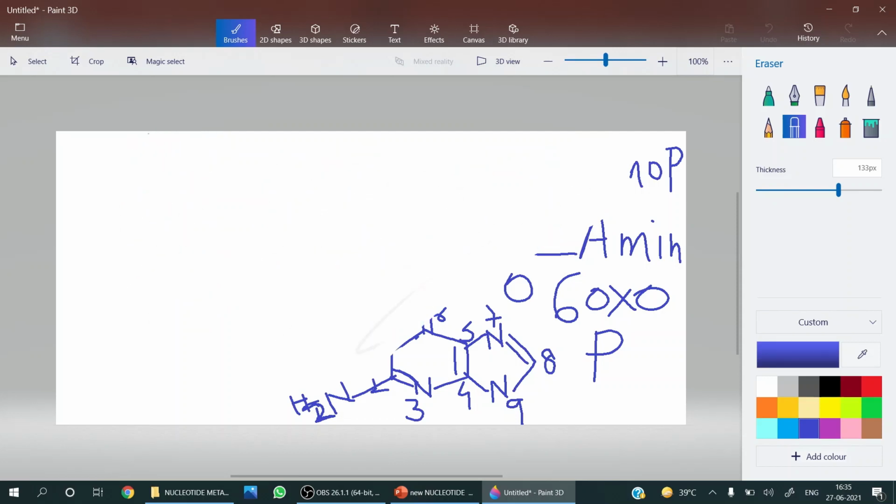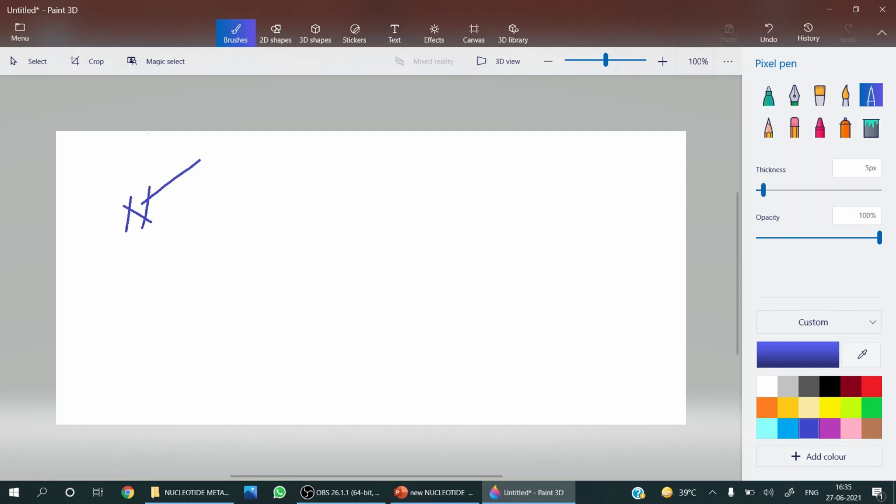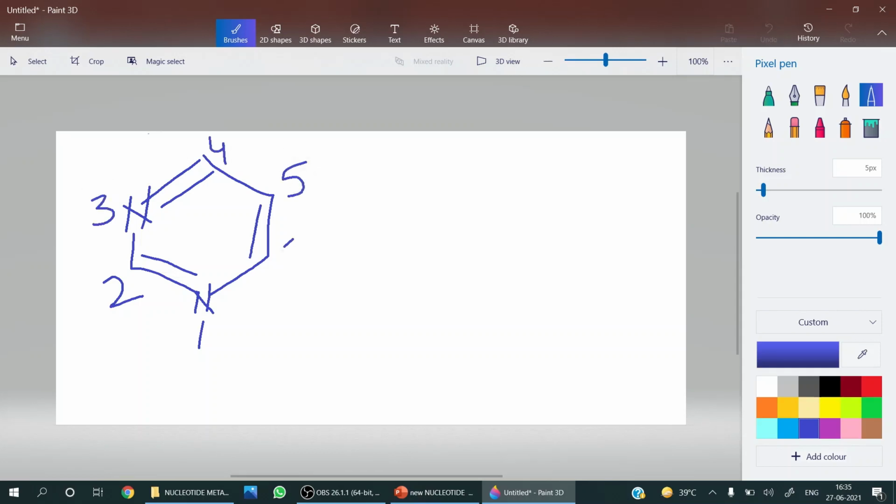Pyrimidine is the same as the purine first ring. There are two rings in purine, but only one ring is there in the pyrimidine base. The rest remains the same, but the numbering is different. Always remember, there is counterclockwise numbering in the case of purine, but in the pyrimidine base clockwise numbering is there, 1 2 3 4 5 6.